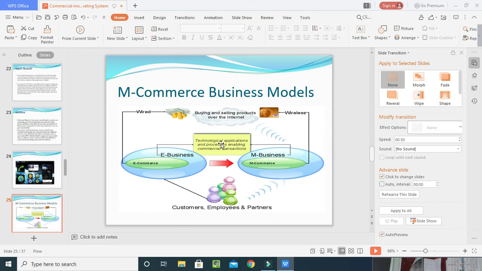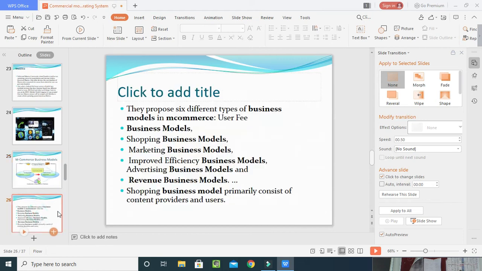It's happening nowadays. Everyone is doing business, delivering or ordering products by sitting at home with their fingertips. So this is the difference in the m-commerce business model, and we have some models. What are those? We will learn now. There are approximately 6 different models that are used: business models, shopping business models, marketing business models, improved efficiency business models, advertising business models, and the last one is revenue business models.